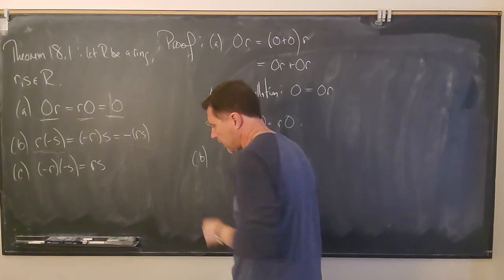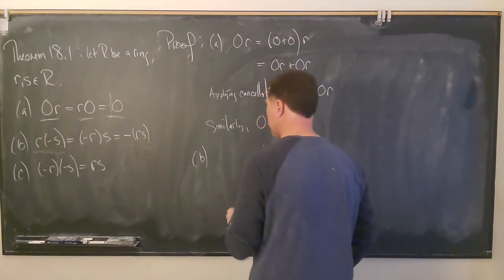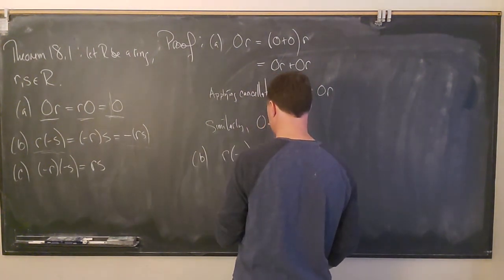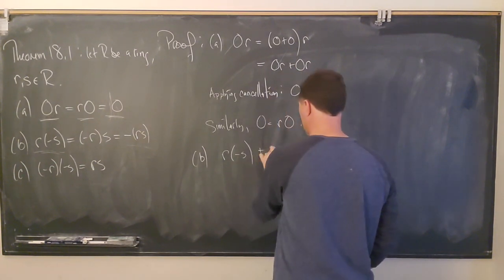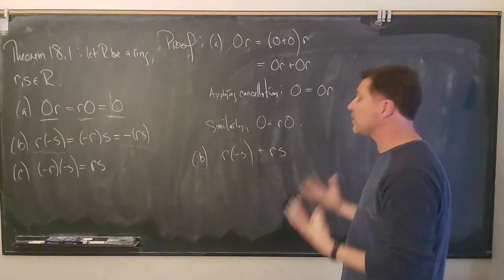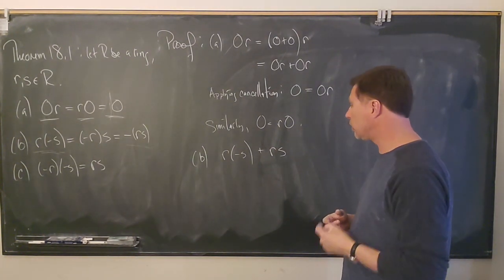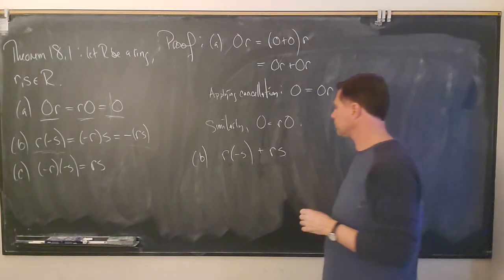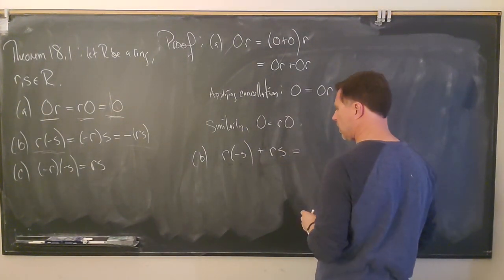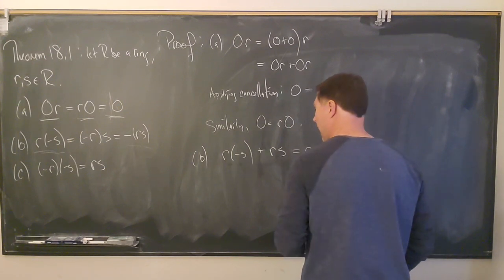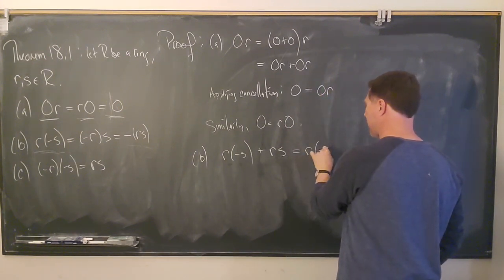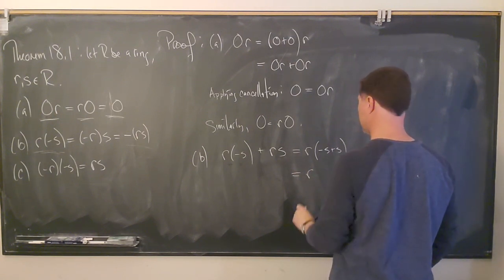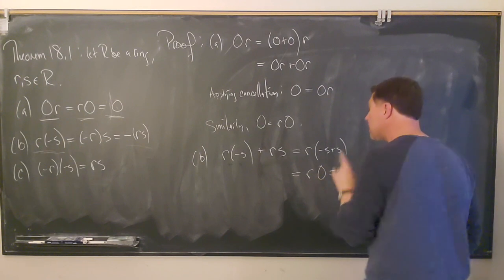So let's check and show that that actually works. Okay, so I'm going to do R times minus S plus R times S. If I get 0, then I can conclude that this element right here is the additive inverse of this element right here. And the way we'll do that is we'll say, oh, well, we have the distributive property, and so I can put this as R times minus S plus S, which we know is R times 0, which we know is 0 from part A.